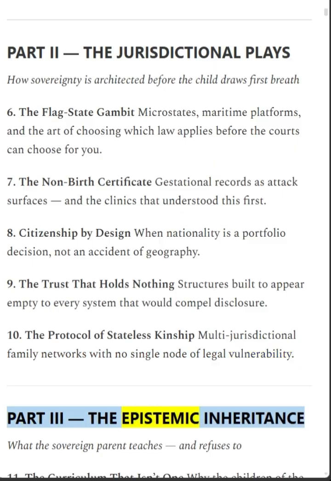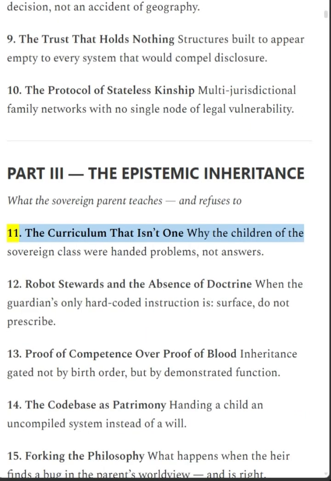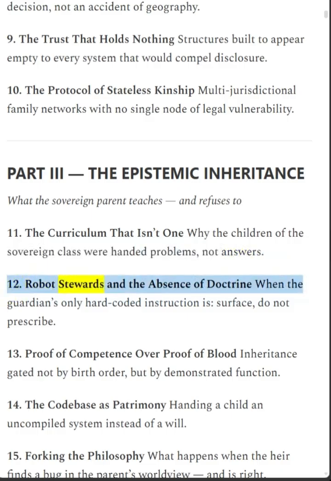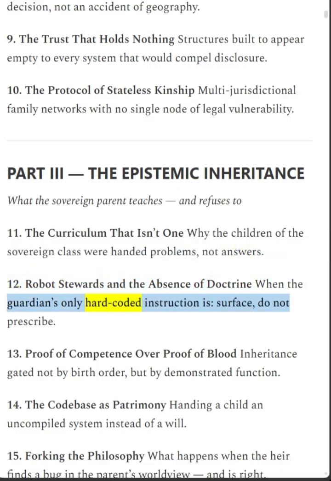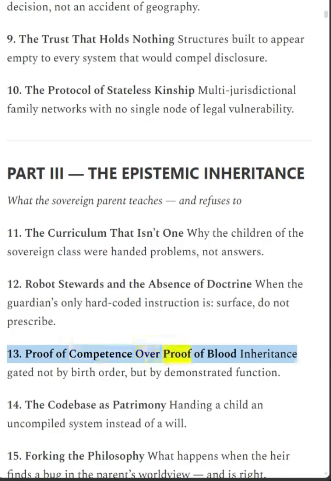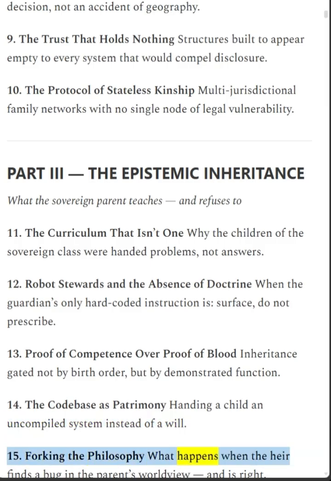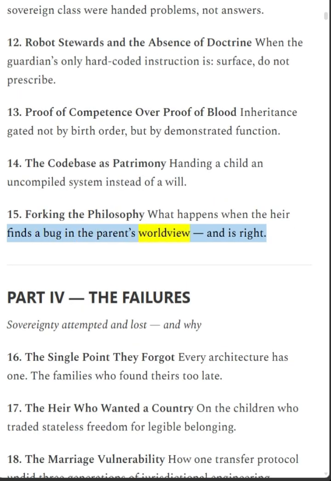Part 3, The Epistemic Inheritance. What the sovereign parent teaches and refuses to. 11. The curriculum that isn't one: why the children of the sovereign class were handed problems, not answers. 12. Robot stewards and the absence of doctrine: when the guardian's only hard-coded instruction is, surface, do not prescribe. 13. Proof of competence over proof of blood: inheritance gated not by birth order, but by demonstrated function. 14. The code base is patrimony: handing a child an uncompiled system instead of a will. 15. Forking the philosophy: what happens when the heir finds a bug in the parent's worldview, and is right.